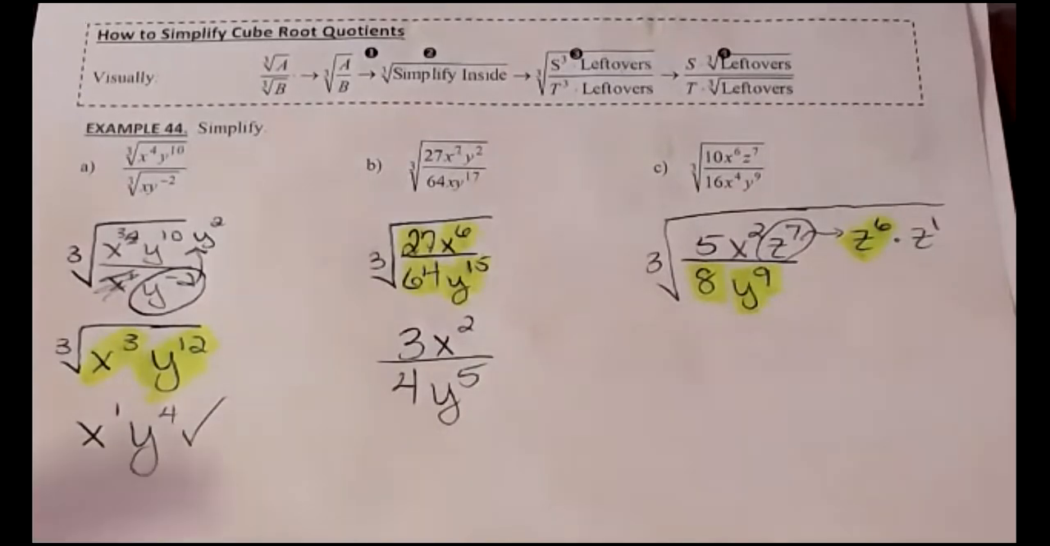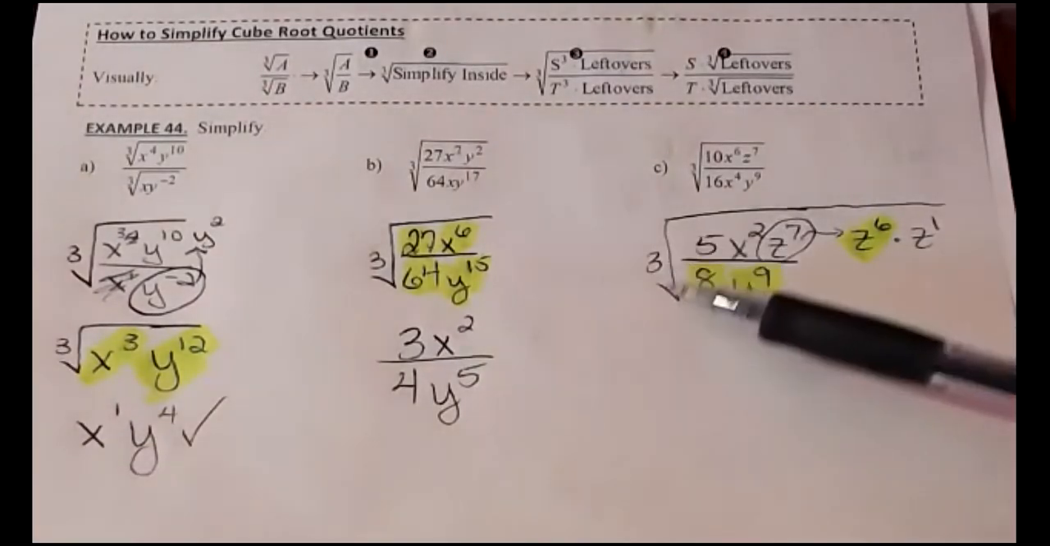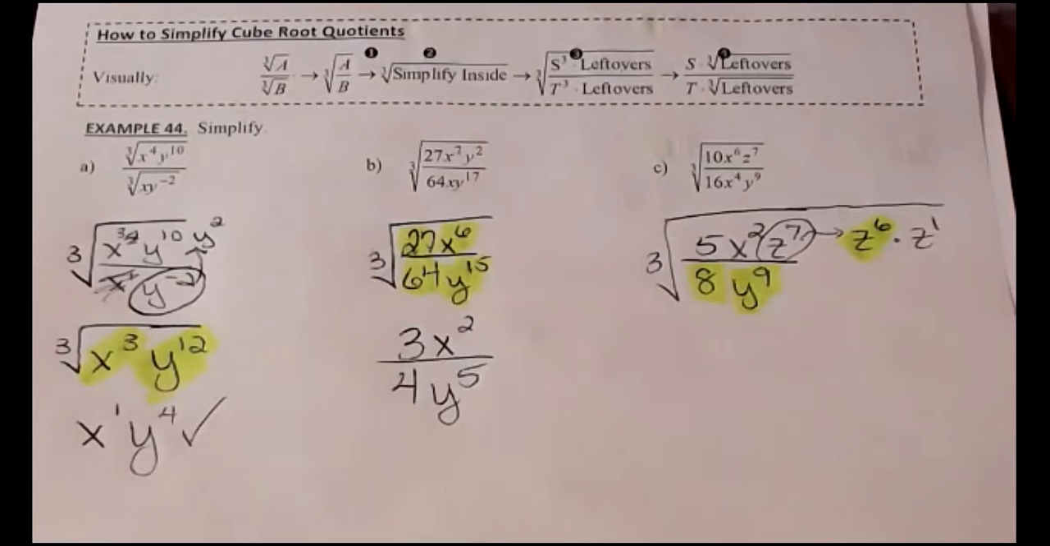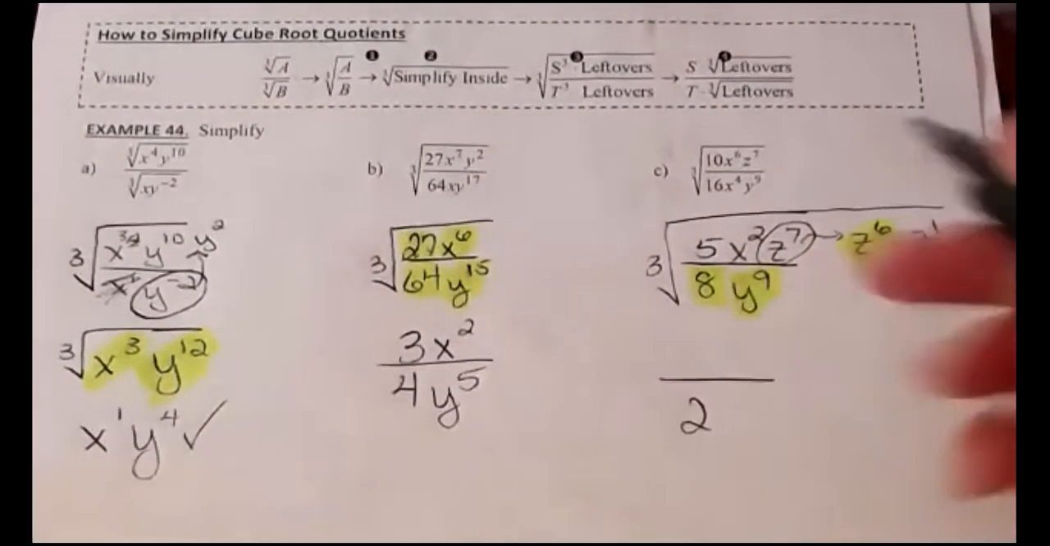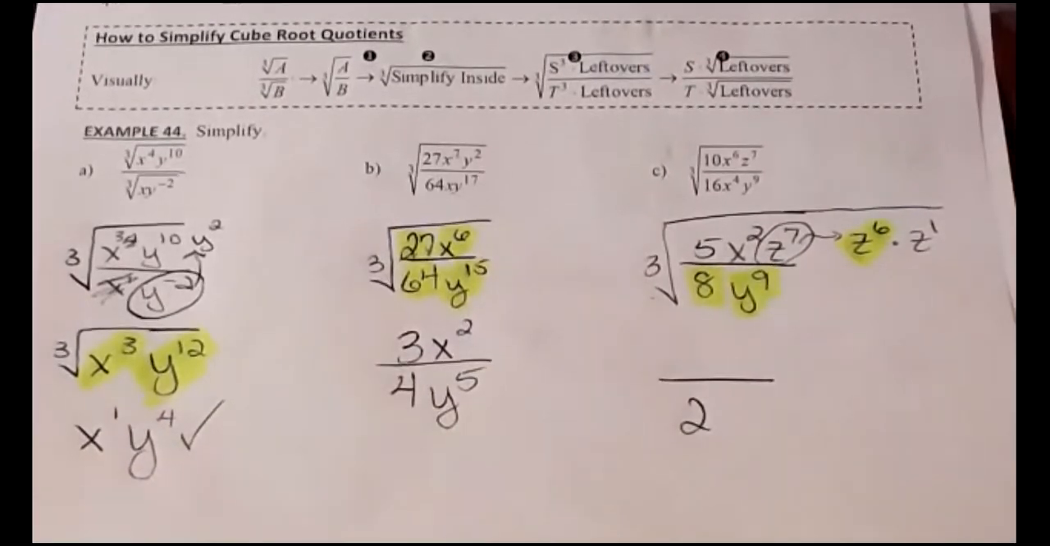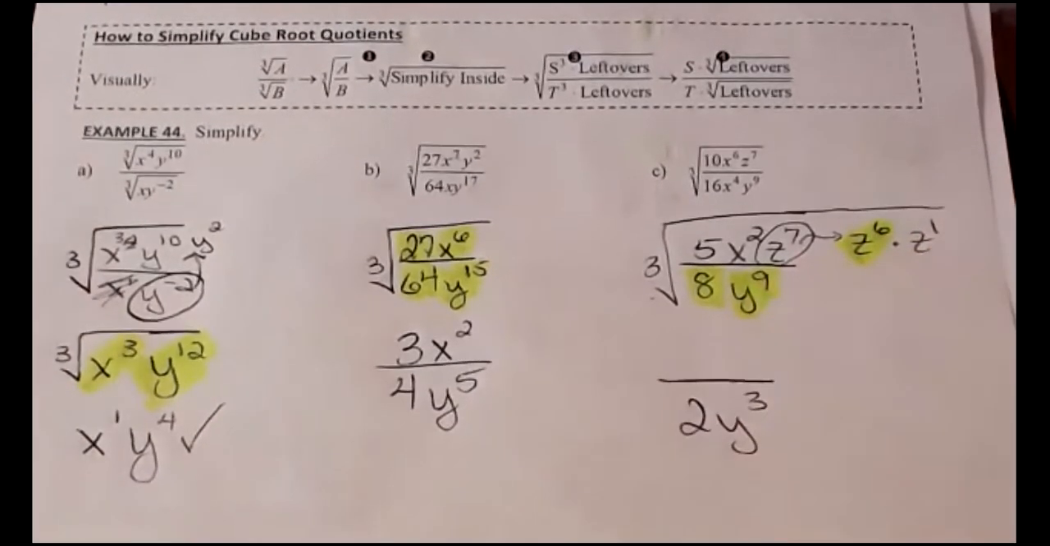Okay, piece by piece. First off, cube root of 8. Shout it out. 2. Where is it? At the bottom. Yes, it is. It's got to stay there. Good. Cube root of y to the 9th. What is it? Y to the 3rd. Good. Where? Denominator. Exactly. Okay, cool. Very nice.